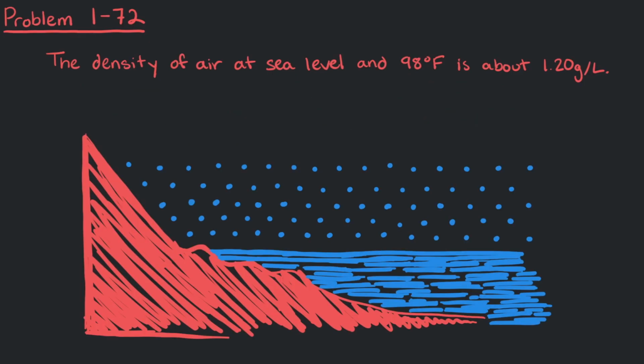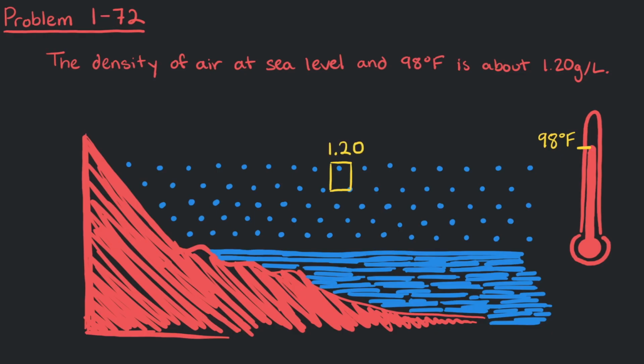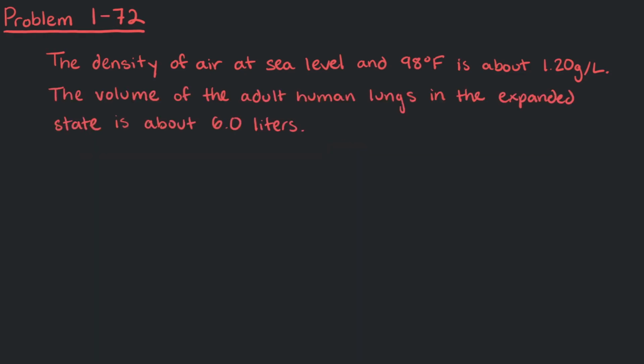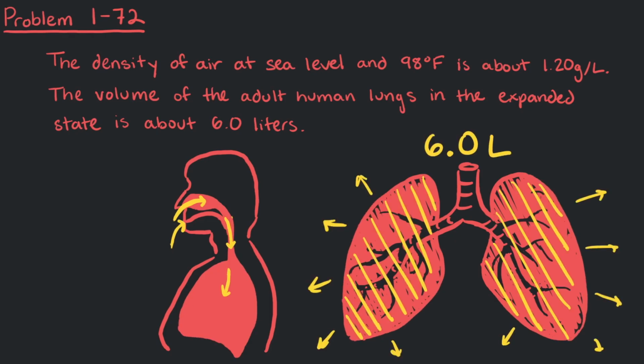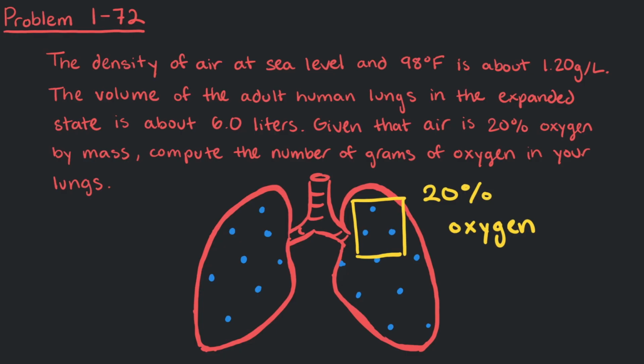The density of air at sea level and 98 degrees Fahrenheit is about 1.20 grams per liter. The volume of the adult human lungs in the expanded state is about 6.0 liters. Given that air is 20% oxygen by mass, compute the number of grams of oxygen in your lungs.